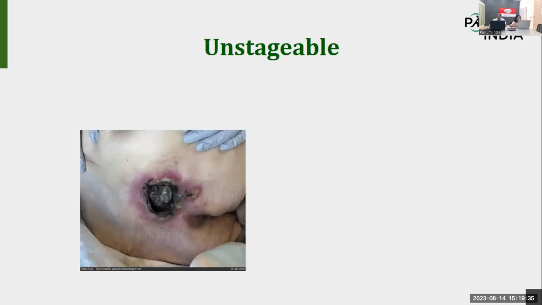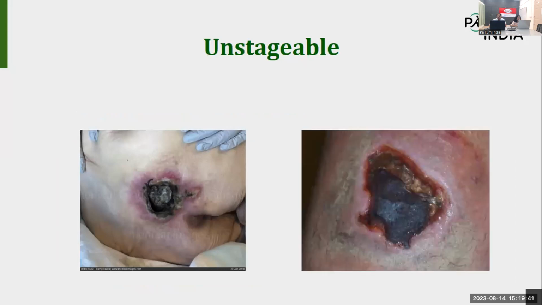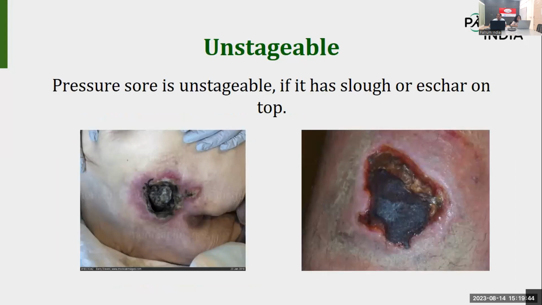Okay, next is unstageable. We consider it the fifth stage. Unstageable means there is an eschar formation, which can be over the first stage, second stage, or third stage. When there is an eschar, that is blackish skin, those tissues are there. When we debride it, we remove it, then only can we see to what extent that pressure ulcer is. We can identify what stage it is after removing the eschar or slough, right? So a pressure sore is unstageable when there is a scar or eschar formation on the top. When we remove the eschar, then only can we identify whether it is a third or fourth stage, right?